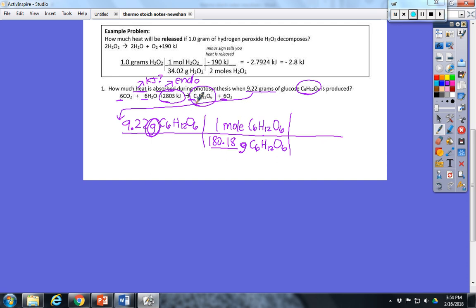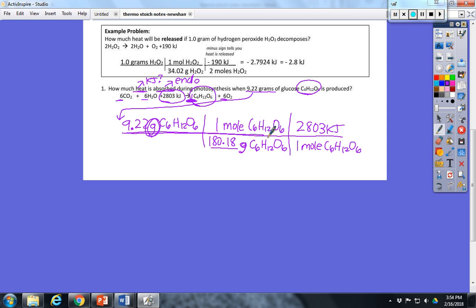So I look at my reaction, and what is the value in front of glucose? The value in front of glucose, since there is no number, is a 1. So I have 1 mole of glucose in my reaction, and I'm going to set it equal to my energy in that reaction, 2,803 kilojoules.